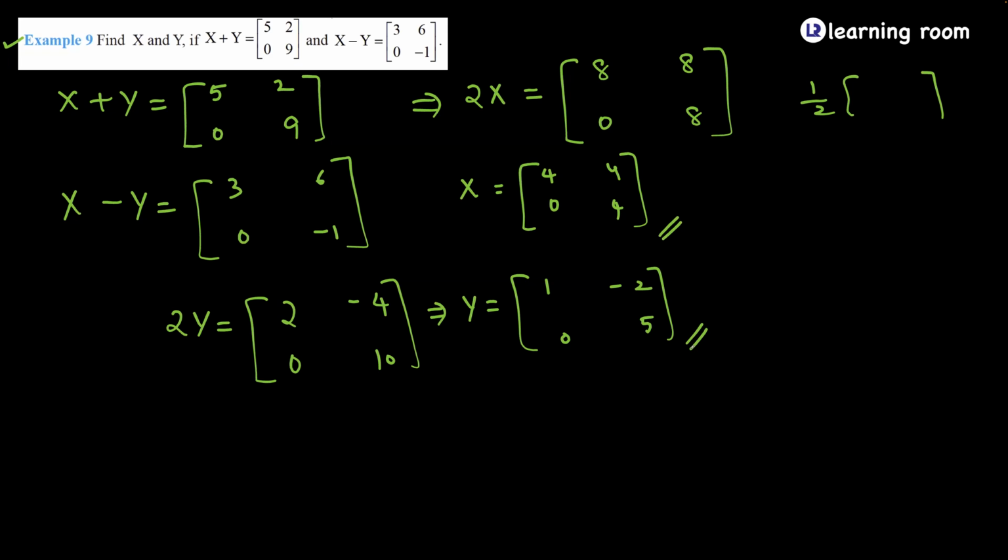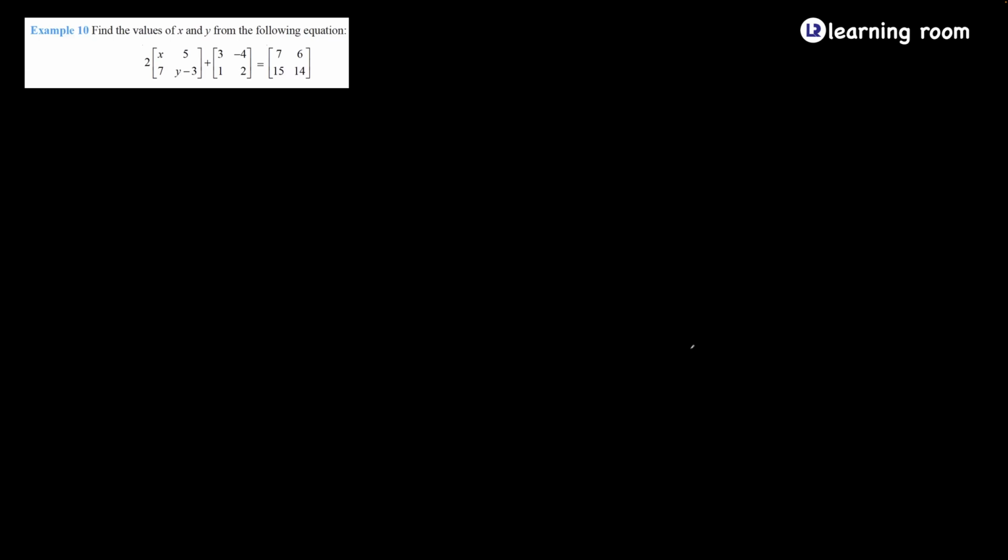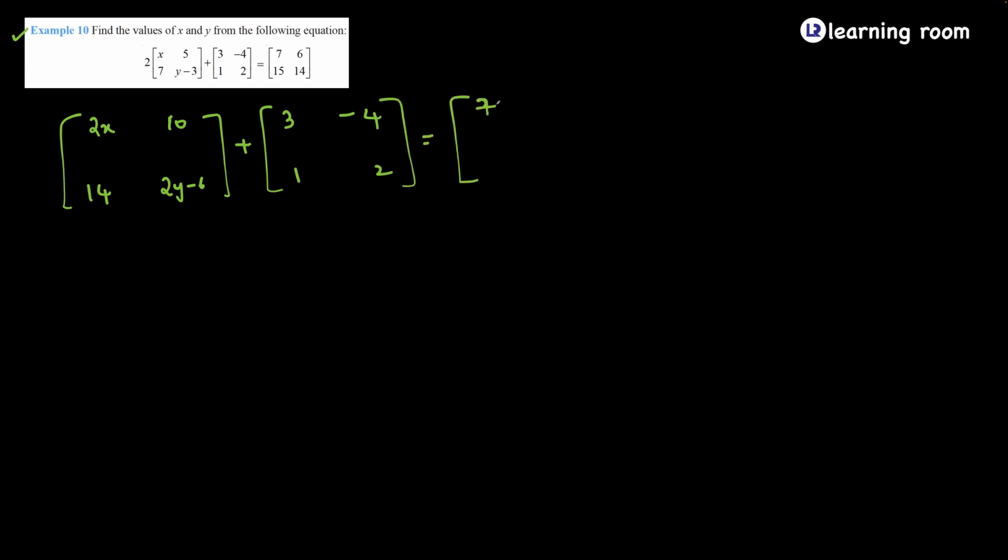Let me know if I can proceed. Right. So example number 10 is, find the values of x and y from the following equation. So 2 will get multiplied with each term. So you will have 2x, 10, 14, 2y minus 6, plus 3 minus 4, 1, 2. This should be equal to 7, 6, 15, 14.